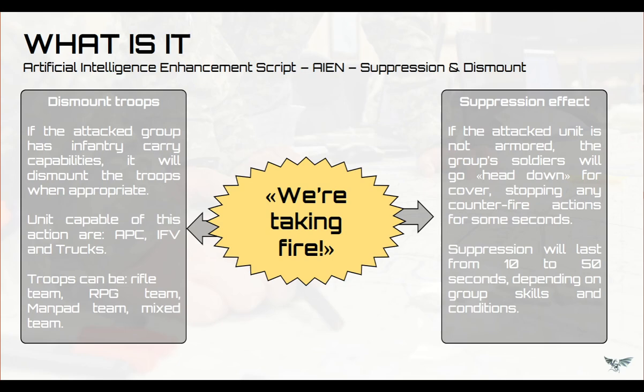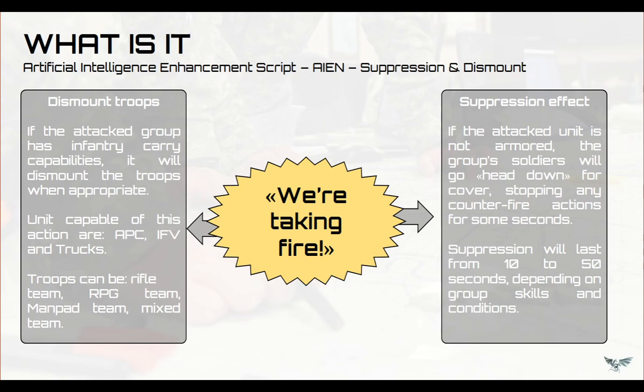Also, the script adds a suppression effect and dismount troop capabilities. Those are not reactions. They will take place along with the reactions. And the suppression effect, as said, is just like the Bots suppression script. The group will be suppressed for 10 to 15 seconds, always depending on group skills and condition, but it is automatically applied to any group that is not armored. Again, dismounting troops: any unit that can carry infantry, just like APC, IFV or trucks, will have preloaded teams of infantry.